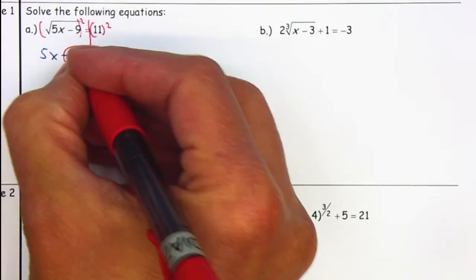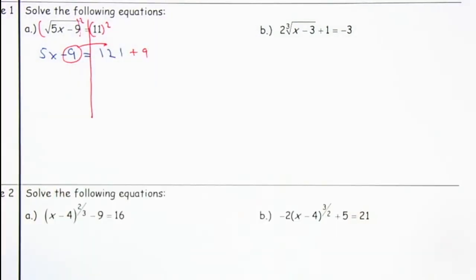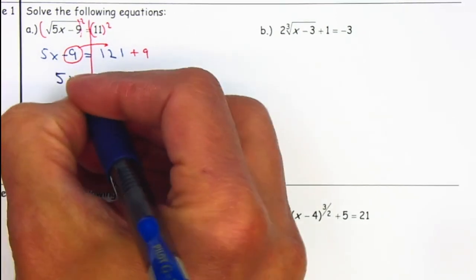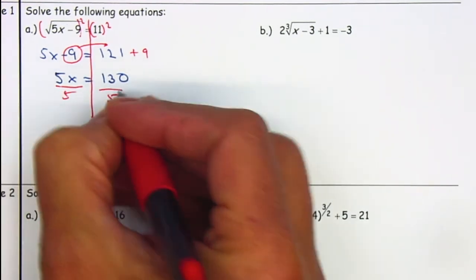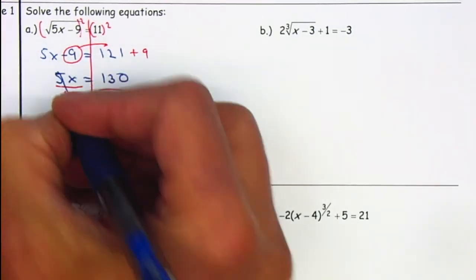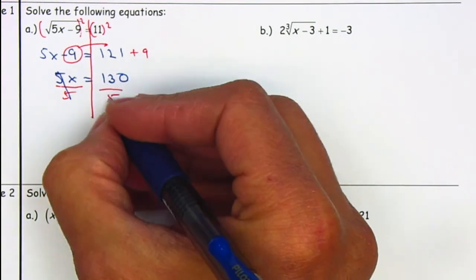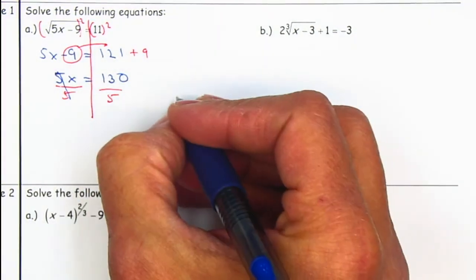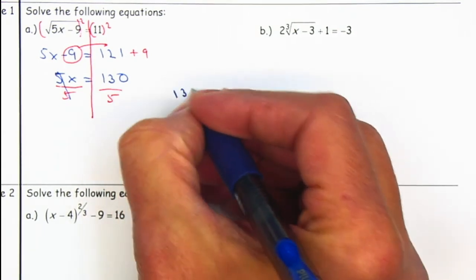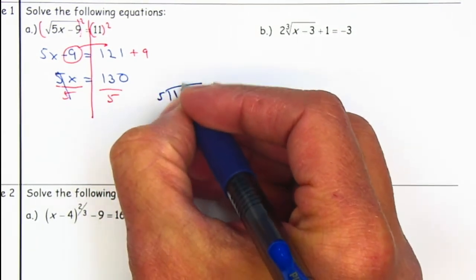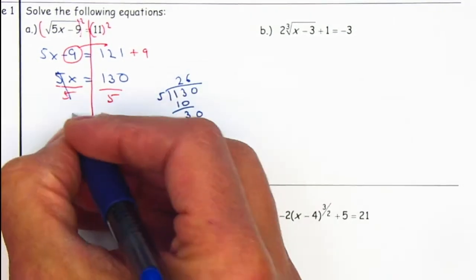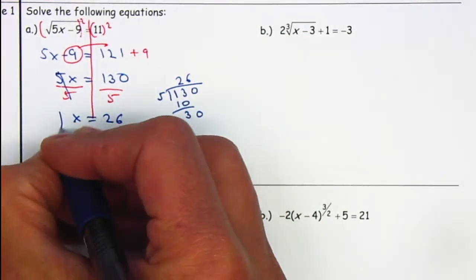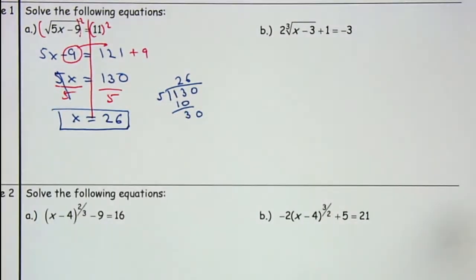I can move the 9 to the right hand side, becomes a positive 9. This is 5x is equal to 130. Then I'm going to divide by 5. Divide by 5. That will cancel. And 130 divided by 5. So let's do on the side, 130 divided by 5. 5 goes into 13 twice, 10, bring down the 3, 6. So it'll be 26. X is equal to 26. So it's an easy process.